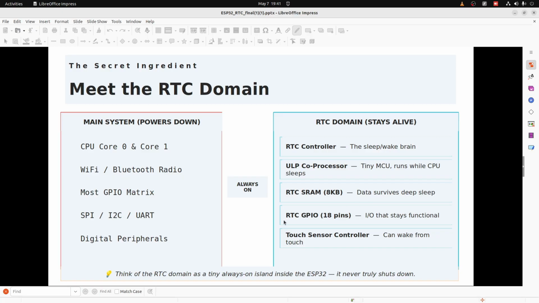Fourth, RTC GPIOs. 18 specific pins that remain functional during sleep. These are the ones we are here to talk about. And fifth, the touch sensor controller, which can even use a capacitive touch on one of those RTC pins to wake the chip. So the key takeaway from this slide is the RTC domain is always on, design around the RTC domain, and you can build incredible low power systems.